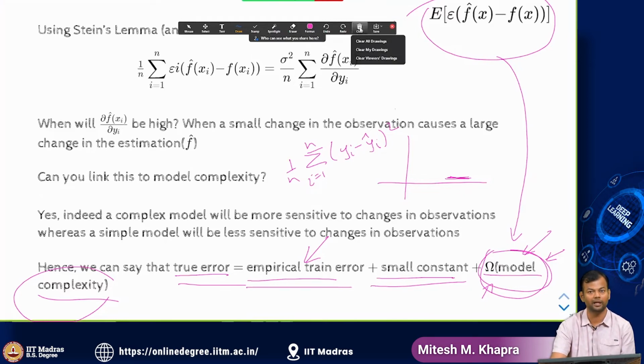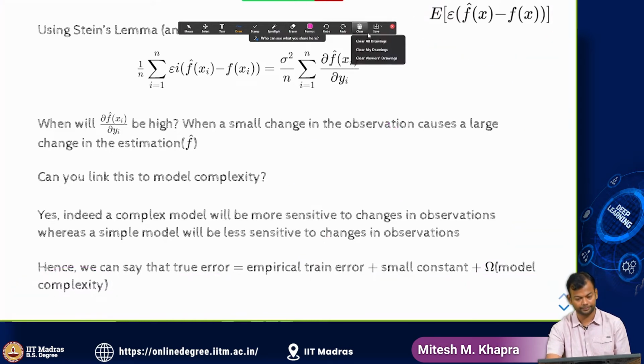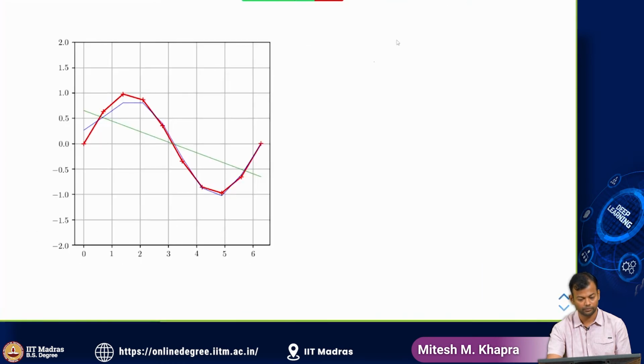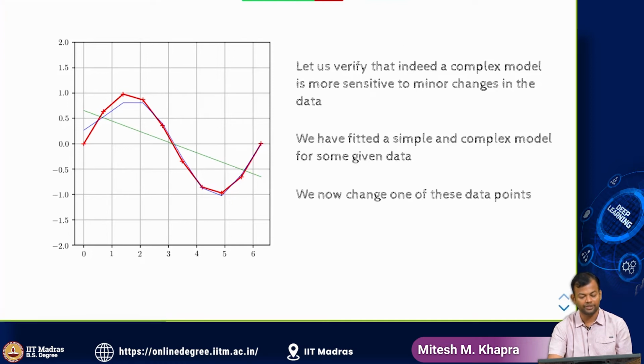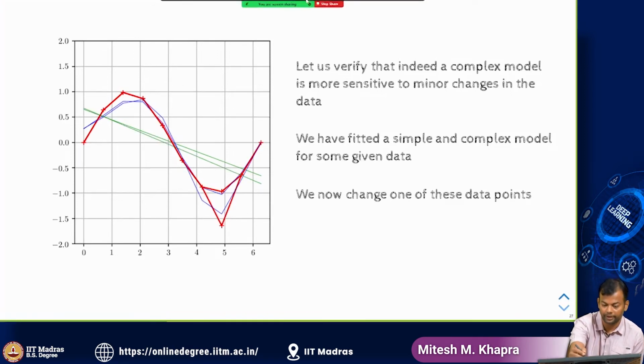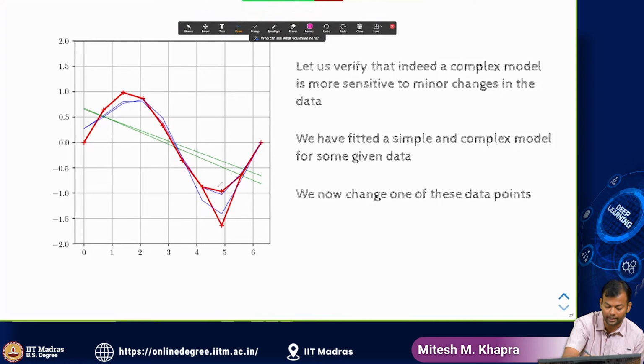And just to make sure that this indeed happens, that complex models are actually more sensitive to changes in the training data as opposed to simple models, let's just take a look at that, right? Let's just try to see that. So now what I have taken, this is some training data that was given to me, and I estimated the true model, I estimated the complex model, which is the red colored model, and the simple model, which was the green colored model. Now what I have done is, I have changed one of these data points, only one of the data points, right? Instead of taking x comma y, I have taken this x comma y, right?